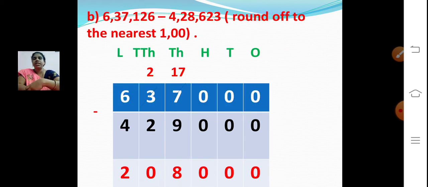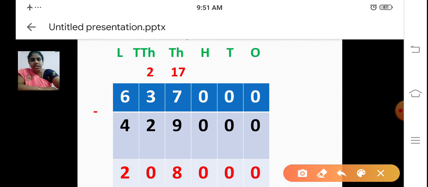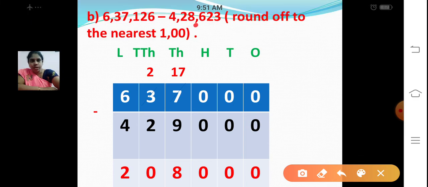Now one more sum in this model. We are going to subtract the two numbers 6,37,126 minus 4,28,623. You're going to round off to the nearest 1,000. First, what we have to do? We have to round off the numbers to the nearest 1,000.